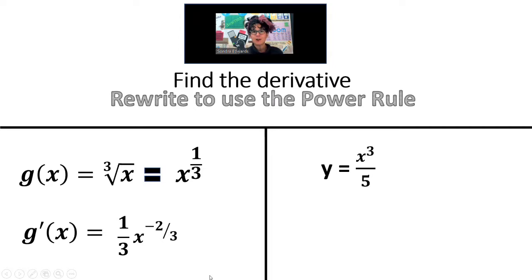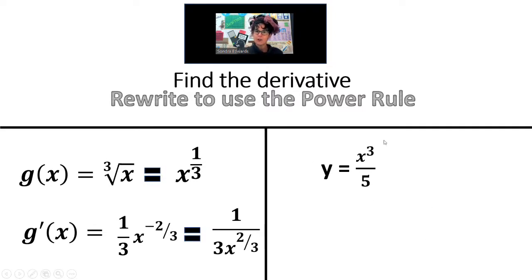I'd like to simplify it because I don't like those negative exponents. So x to the negative 2/3 is like 1 over x to the positive 2/3. So if you have 1/3 multiplied by 1 over x to the positive 2/3, multiplying fractions, multiply across, we're going to get 1 over 3x to the 2/3.